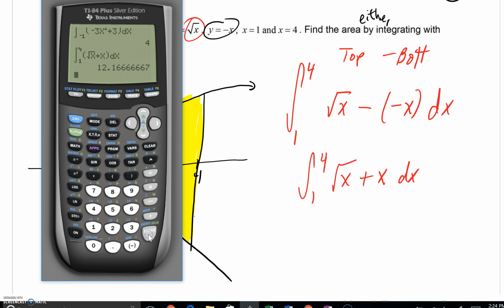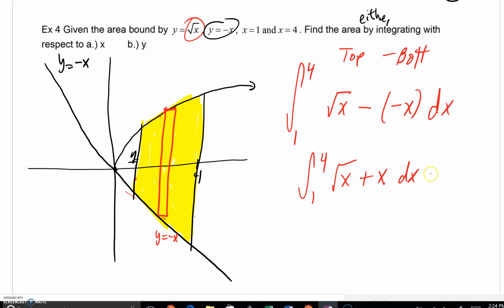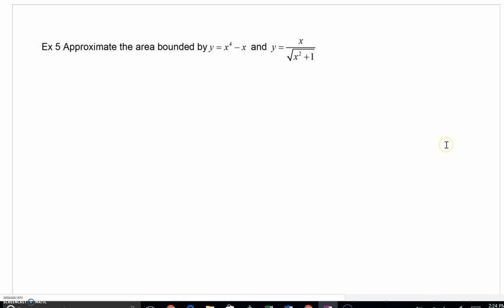And as we hit enter, you can see we'd get 12.16 repeating, it looks like. If we turn that into a fraction, we'd get 73 over 6. And that's how you could find your bounded area. Let's move on to this next problem where we need a calculator.